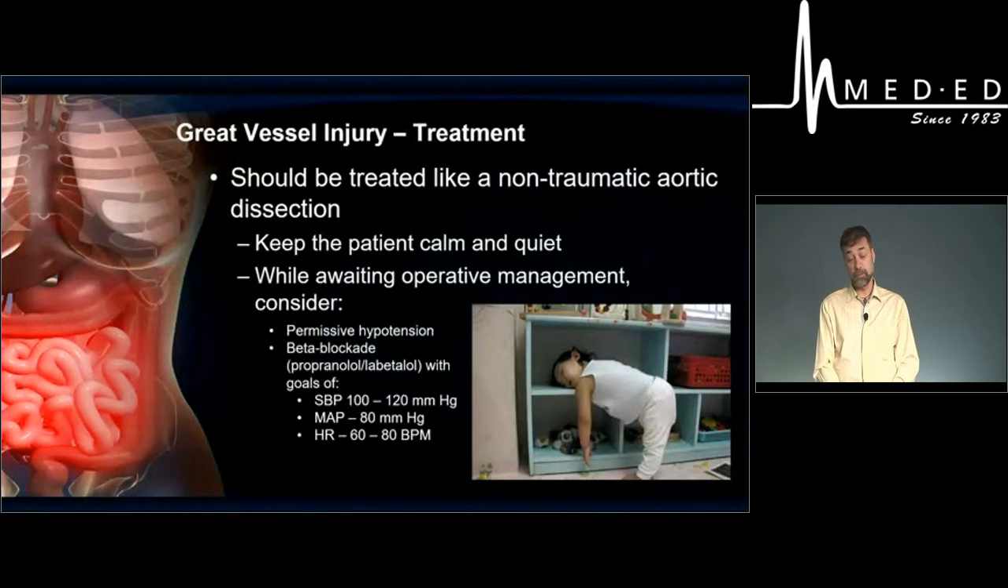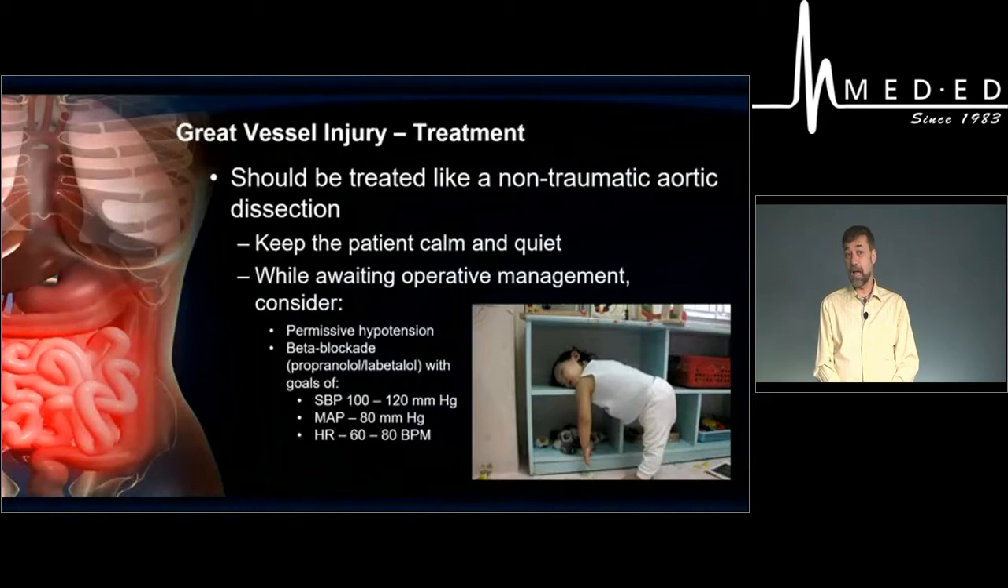Now, the good news is most of the time trauma patients are already hypotensive, so there's no need to do any intervention. But if you've watched the special considerations module, I talked about permissive hypotension. This is a perfect patient on which permissive hypotension would be appropriate, because the low blood pressure would reduce blood loss from the aortic injury. It would also reduce pressure on the aorta. So definitely consider permissive hypotension.